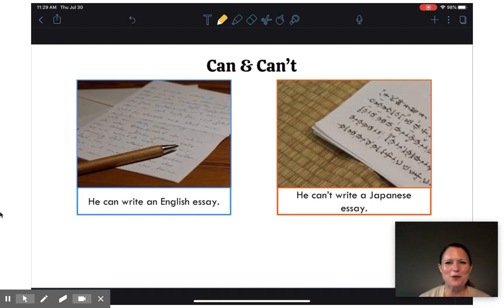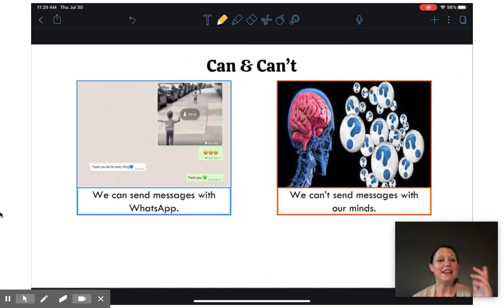That's all right. Let's see one more example. We can send messages with WhatsApp, right? And we do all day. But we can't, not yet at least, send messages with just our minds.